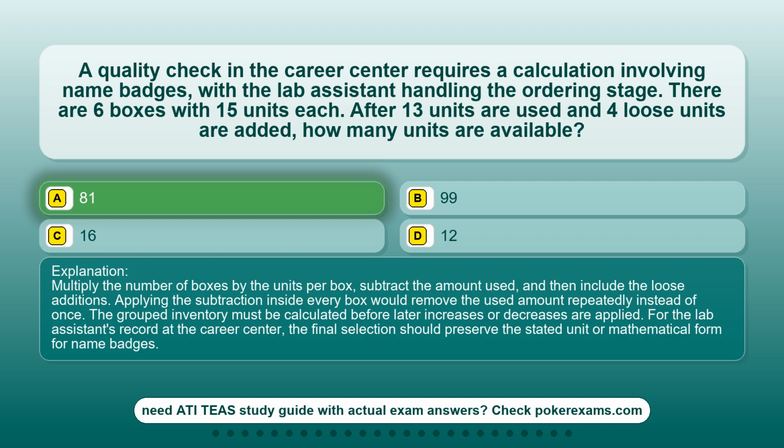Multiply the number of boxes by the units per box, subtract the amount used, and then include the loose additions. Applying the subtraction inside every box would remove the used amount repeatedly instead of once. The grouped inventory must be calculated before later increases or decreases are applied. For the lab assistant's record at the Career Center, the final selection should preserve the stated unit or mathematical form for name badges.